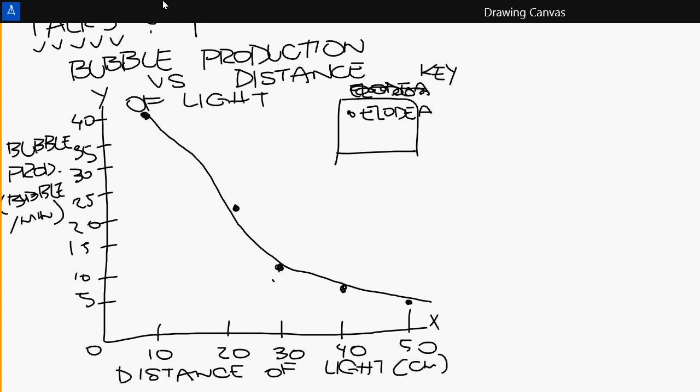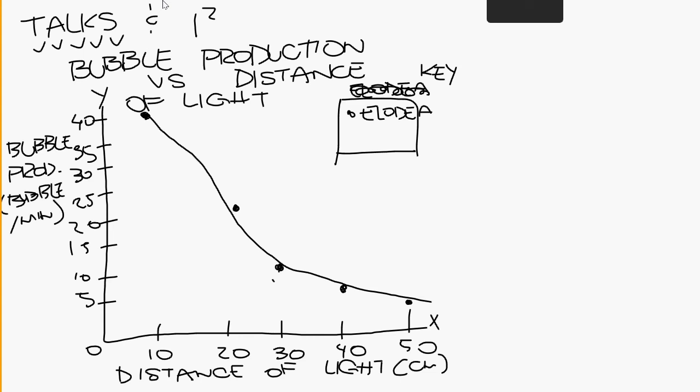And then for my I-square, which was identify and interpret, I identify that the graph decreases. And now I need to interpret: it looks like the bubble production rate decreases as the distance of light increases. And this could be because the Elodea needs light to make bubbles. And that essentially could be our caption. So I'm going to go ahead and write the caption out for you.